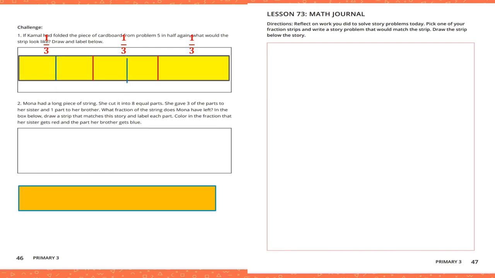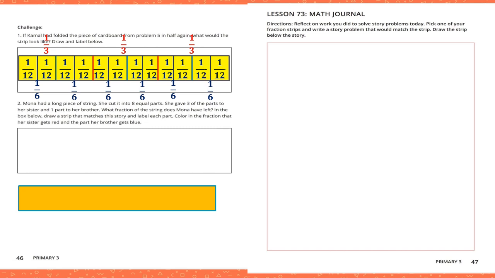So they became 6 parts. So each fraction now is 1 over 6. Now he wants me to know if he folded the piece of cardboard into half again. I will take this 1 over 6 and fold it into halves again. So how many pieces do we have now? They were 6, and we fold each part into 2 parts again. So it will be 1 over 12. 1 over 12.